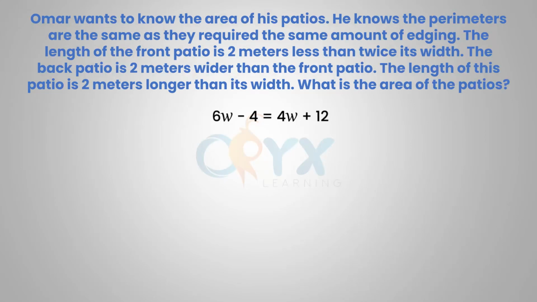I can get my variables on the same side by taking the inverse of addition. So I'll subtract 4W from both sides of the equation, leaving me with 2W minus 4 equals 12. The inverse of subtraction is addition, so I can add 4 to both sides. So 12 plus 4 is 16. And then the inverse of multiplication is division, so I can divide both sides by 2 to isolate the variable. So W equals 16 divided by 2, or 8.